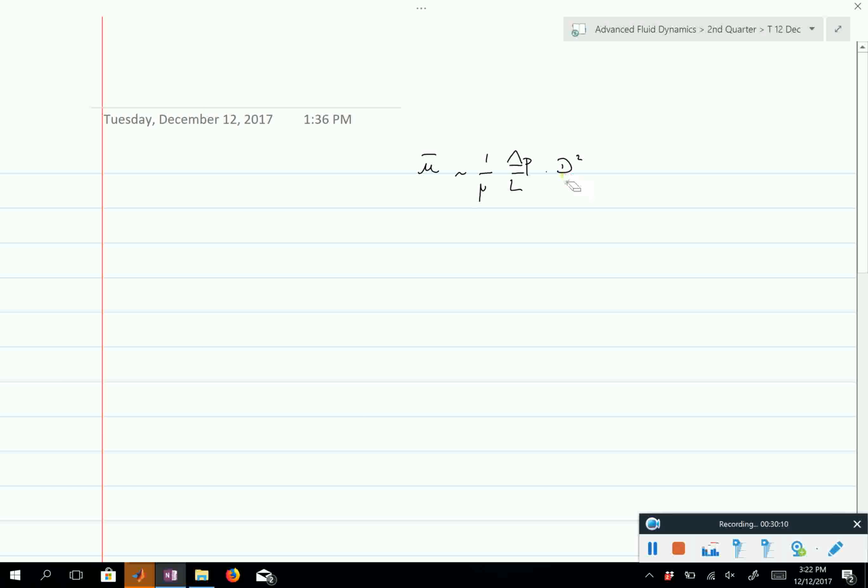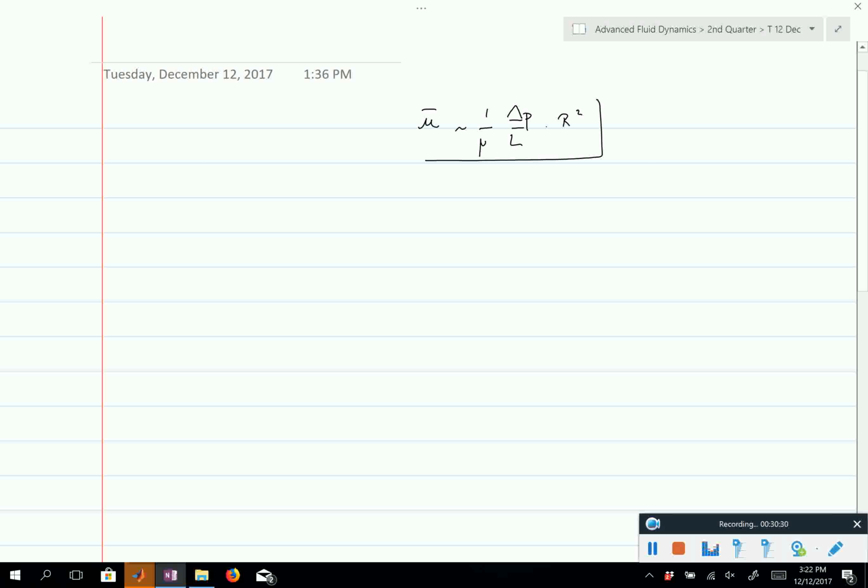And so what we expect is to have an average velocity which scales with 1 over mu, delta p divided by L, r squared. And if we don't get something like that, then most likely we made a mistake in solving the problem, because I would trust my scaling analysis skills more than my PDE solving skills.